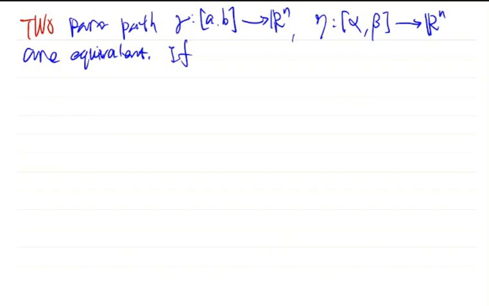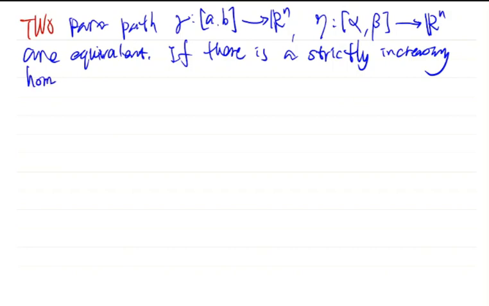If there is a strictly increasing function, or homeomorphism, denoted by sigma, from [alpha, beta] to [a, b]. Homeomorphism means that this map sigma from the interval [alpha, beta] to [a, b] is continuous and it is one-to-one and onto. Or in other words, sigma is a bijection. Sigma is bijective, so it has an inverse. So not only is sigma itself continuous, its inverse is also continuous. In this case, we say that sigma is a homeomorphism.